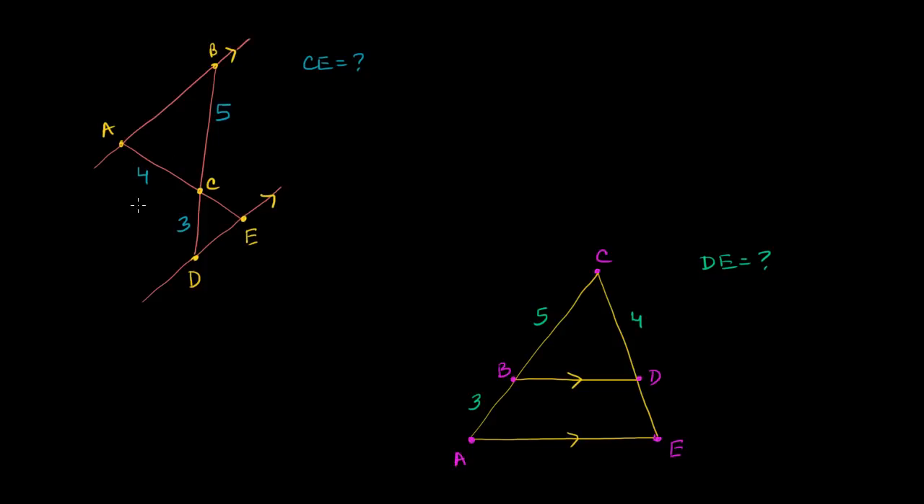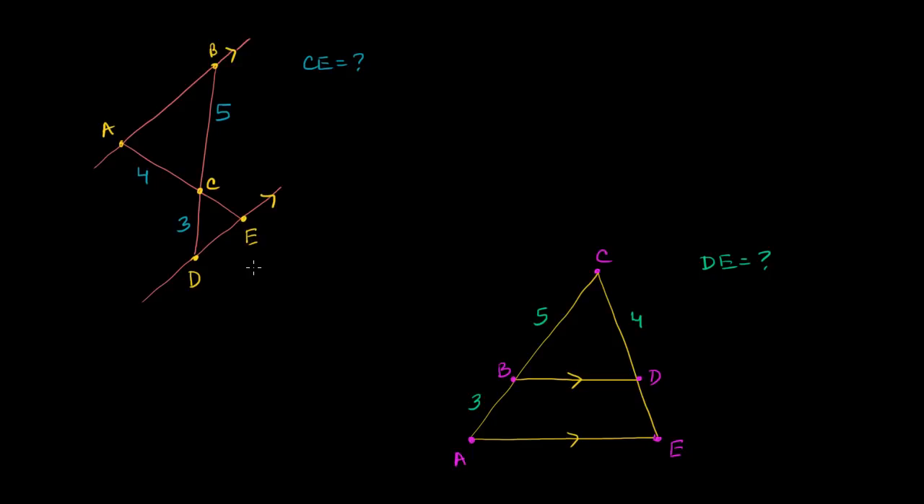In this first problem, we're asked to find the length of segment CE. We have two parallel lines, AB is parallel to DE, and two transversals that form these two triangles. So let's see what we can do here.